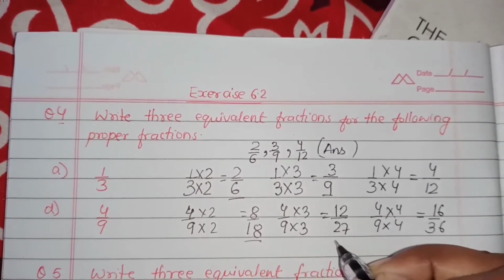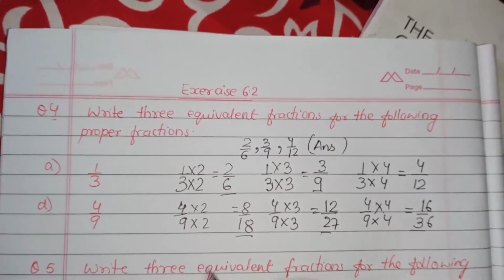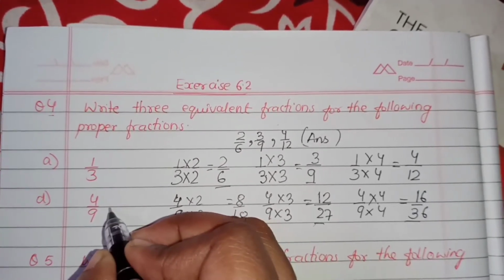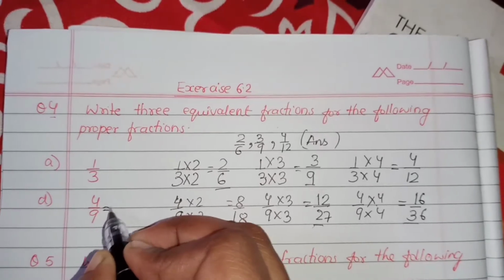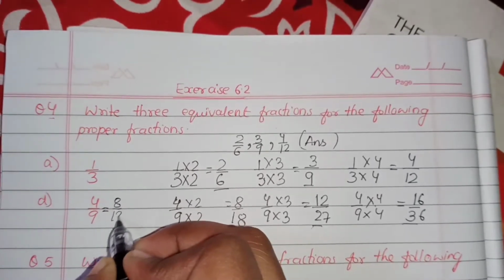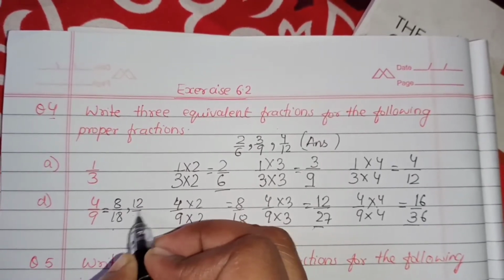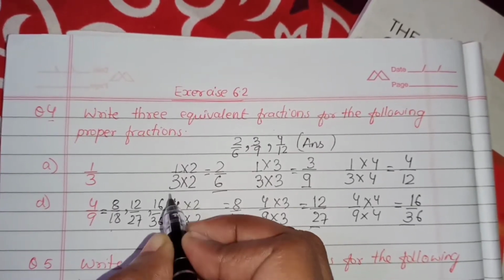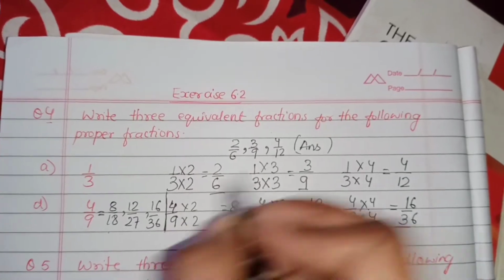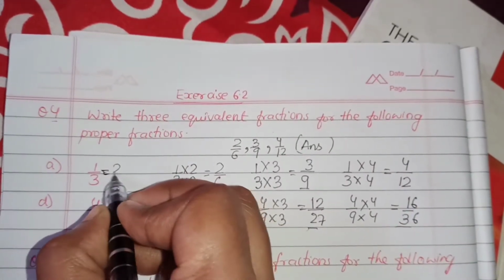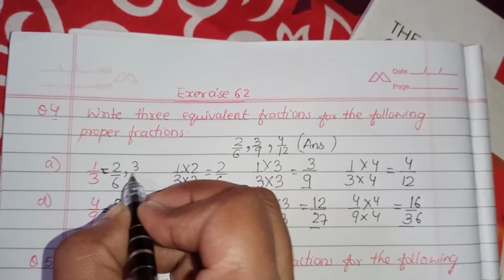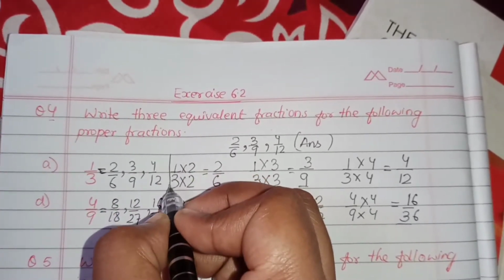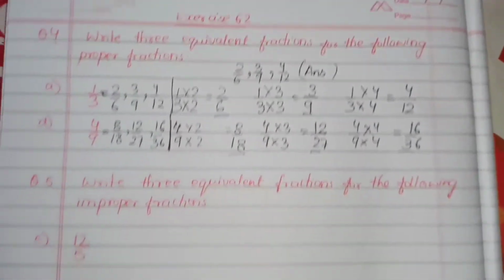So what are the equivalent fractions of this 4 by 9? These are the three fractions. So I am writing here that it is equal to 8 by 18, 12 by 27, 16 by 36. So these are the answers. In the same way we can write this one also: 2 by 6, 3 by 9, 4 by 12. So this is the answer. This is the way to find the equivalent fraction.